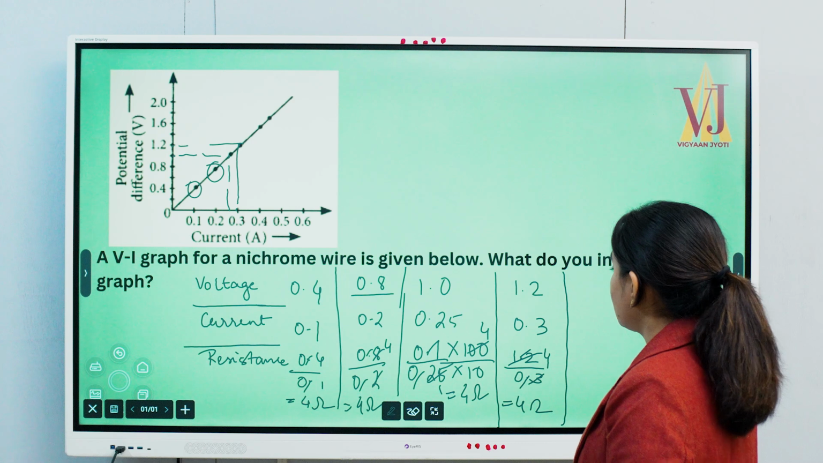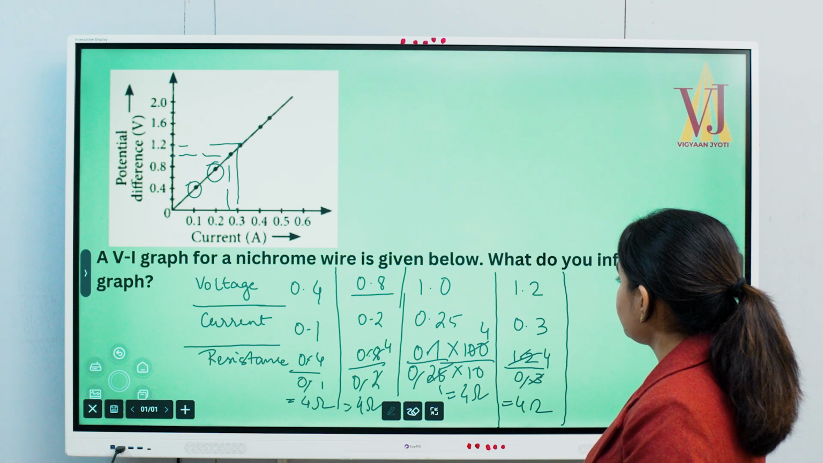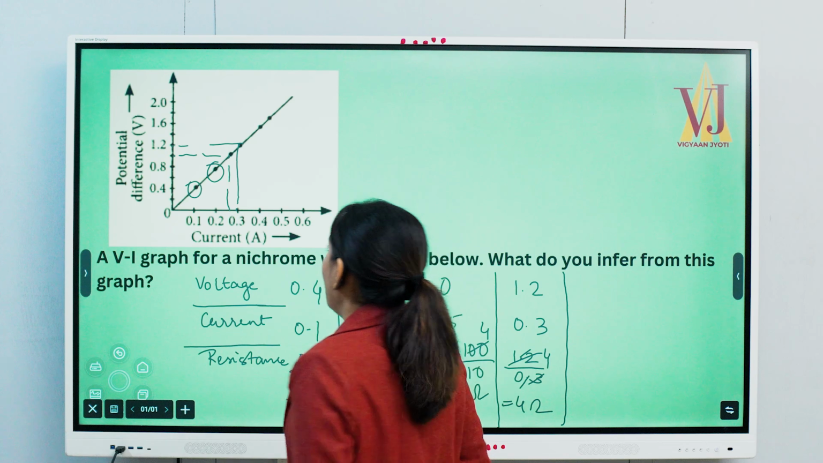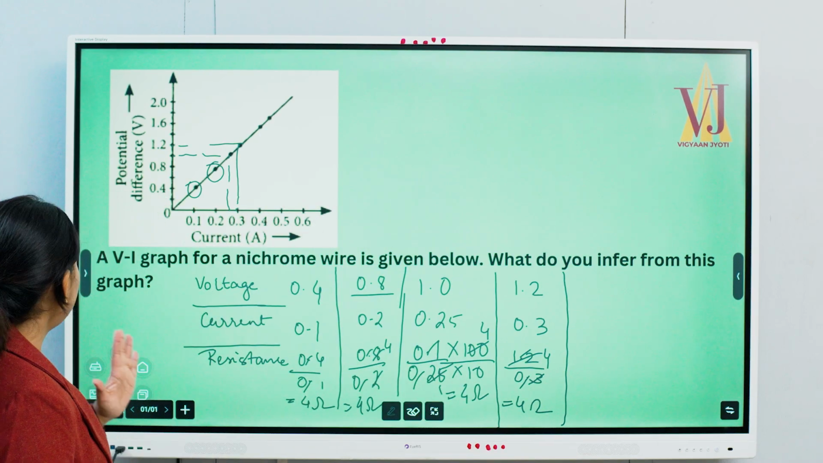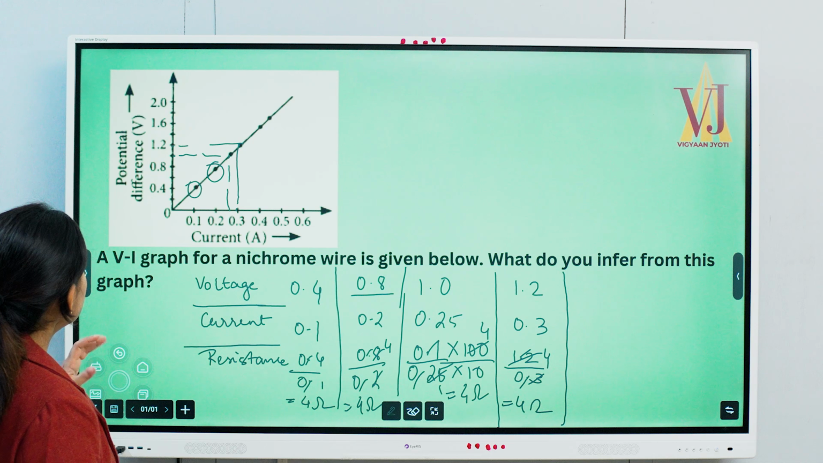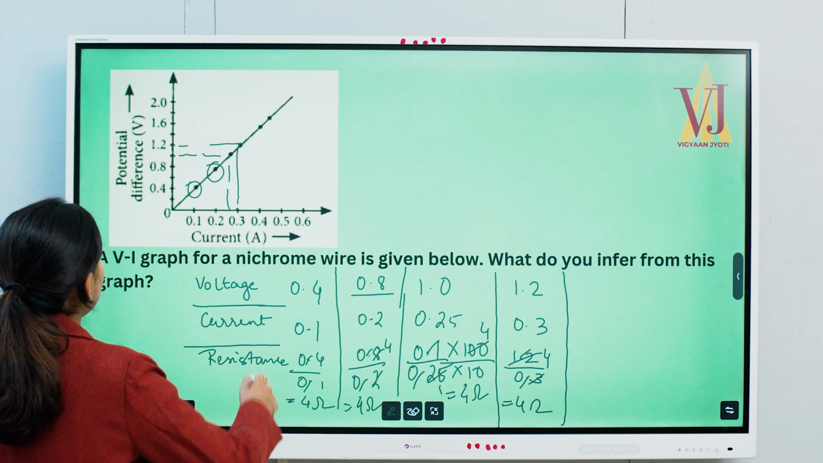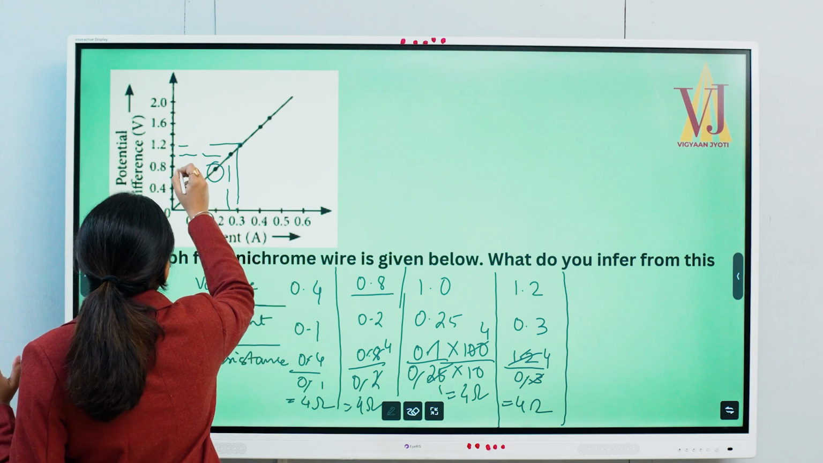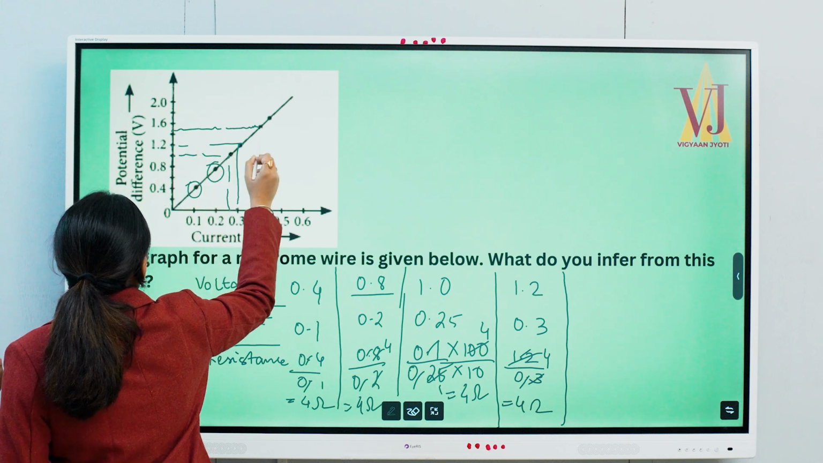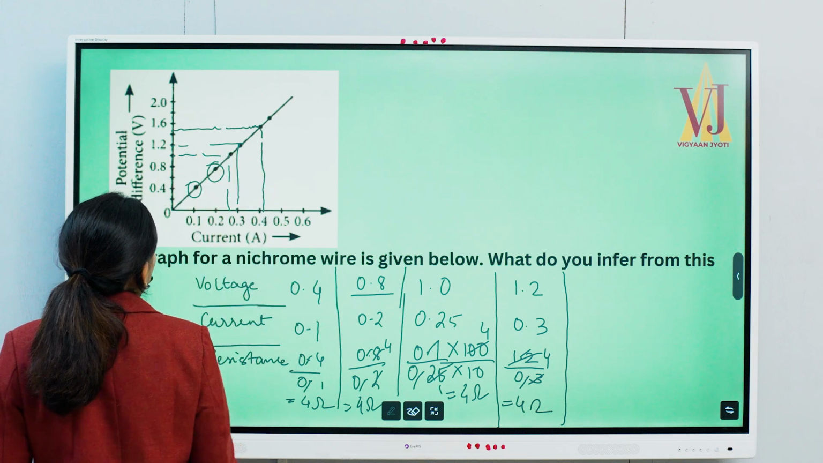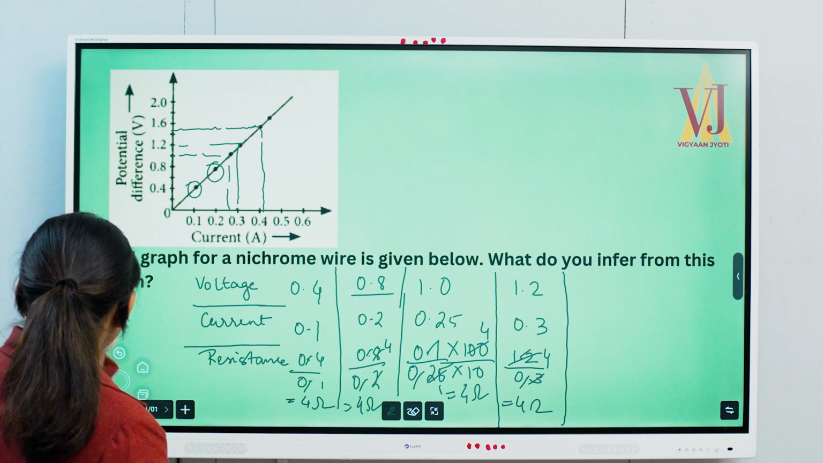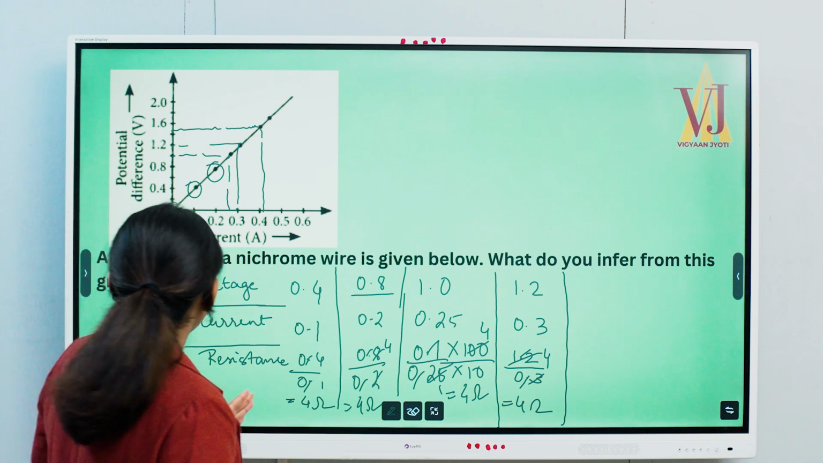Next, using the chalk and board, I feel I'm using a duster. Next, what do you infer from this graph? This is 4 ohms, done. Next point, you may see 0.4. We need to plot this point and this point. How am I supposed to get it? I think 0.4 itself will be straightforward.